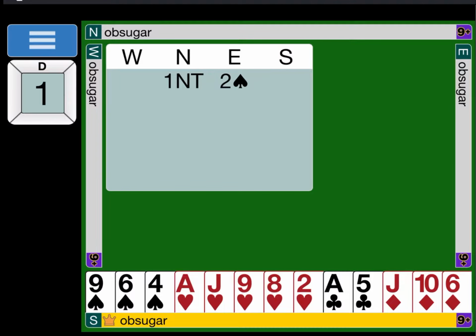Now we want to go to game, and we want to show our long suit. And we come to our second rule. Three level bids are game forcing after opponents interfere.